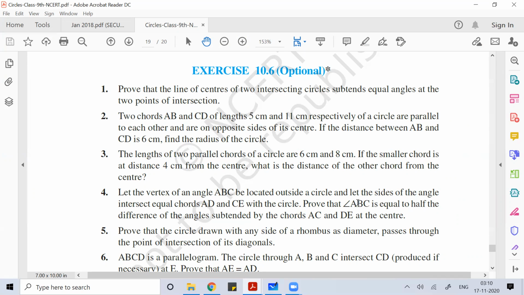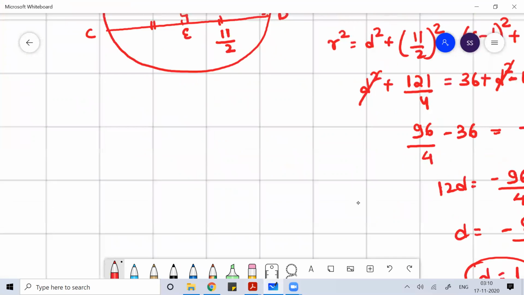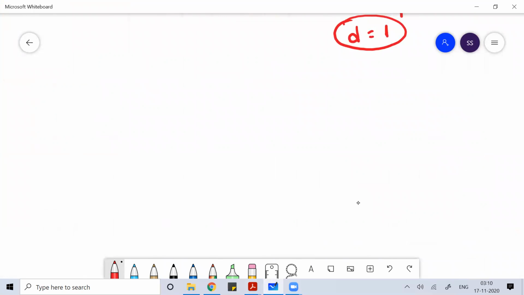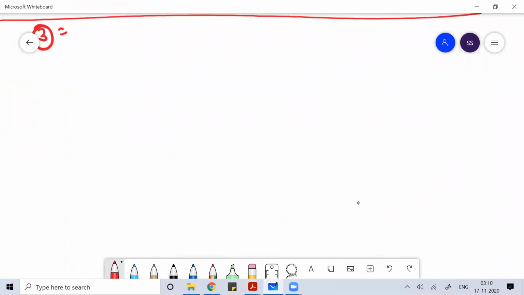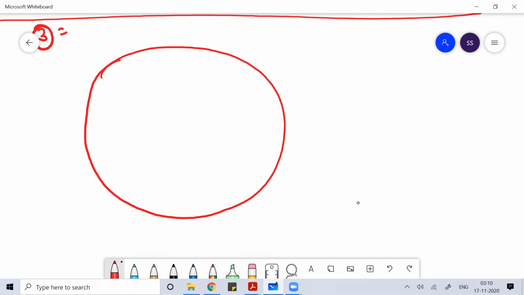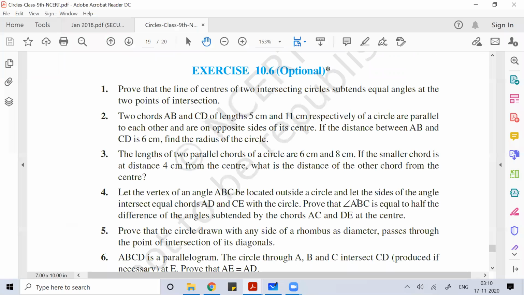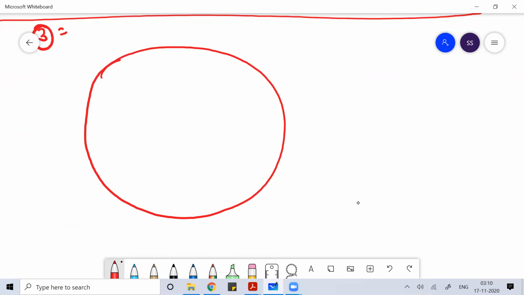The length of two parallel chords are 6 and 8 centimeter. So I'm assuming both are away from the center, so it's not like both are within the same side of the center. Suppose this is the circle. So the length of two parallel chords are 6 and 8 centimeter. So suppose this is AB and this is CD.